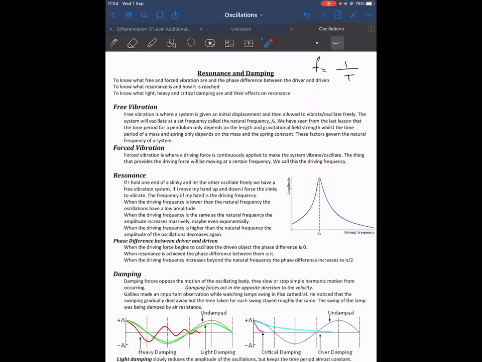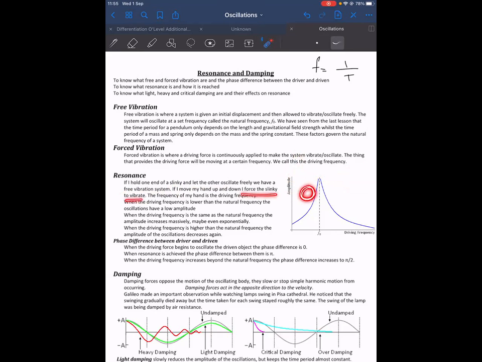Okay, now what is resonance? If I hold one end of a slinky spring and let the other end oscillate freely, just like that, holding it from here and displacing it up and down so that the other end is allowed to oscillate freely, so we have a free vibration system. If I move my hand up and down, I force the slinky to vibrate.